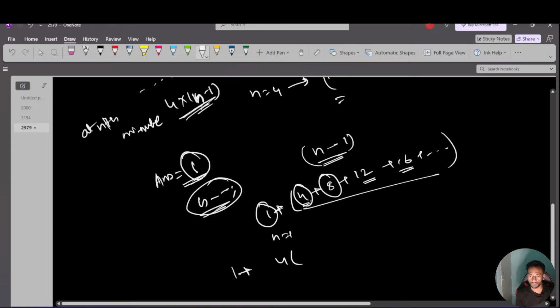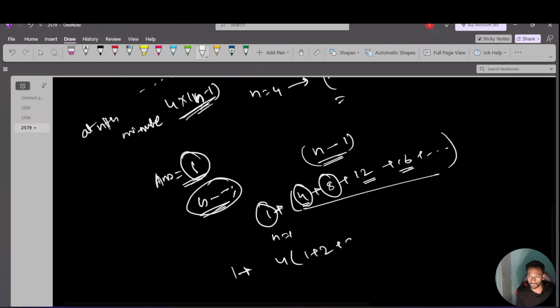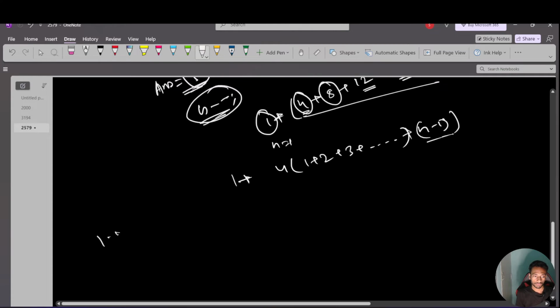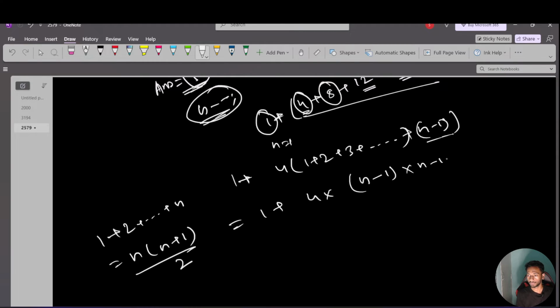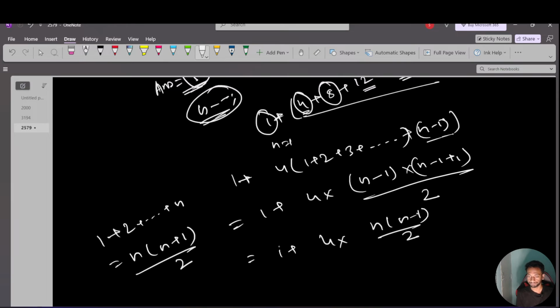So 4 into, if I take that common, 1 plus 2 plus 3 dot dot, it will go up to n minus 1, correct? So I can use the logic 1 plus 2 plus 3 plus n is equal to n into n plus 1 by 2. So I will use here 4 into, here n is n minus 1, so n minus 1 into n minus 1 plus 1 by 2. So this is 1 plus 4 into n minus 1 by 2. Got it?